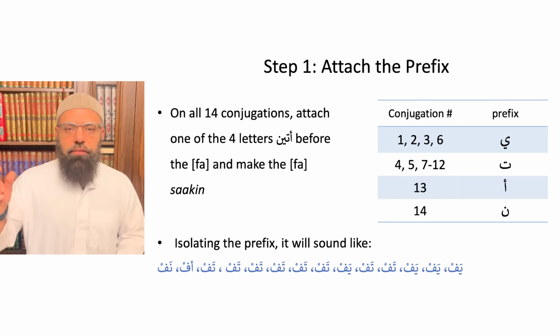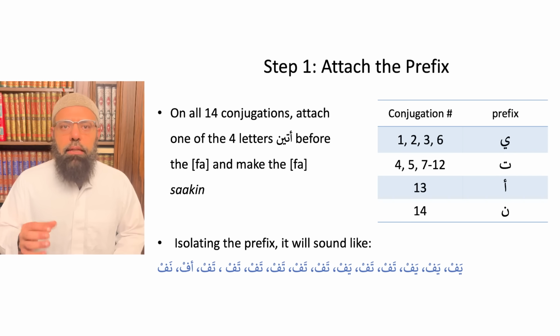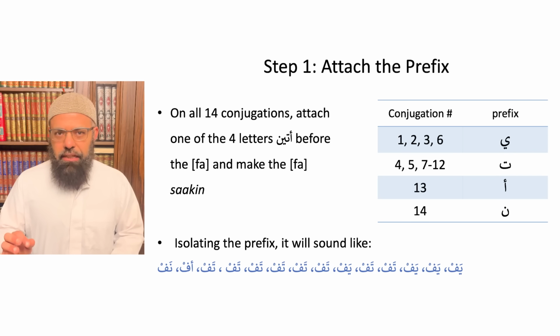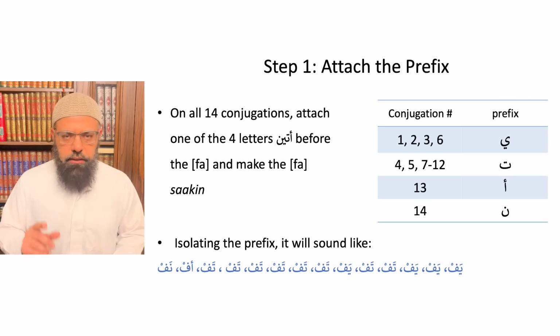So the ya comes in 4 conjugations, the top 3. So they'll start off yaf, yaf, yaf. And then the ya reappears in conjugation number 6, which is the group of females. Don't forget that when you're speaking about a group of females, that's conjugation number 6. So it also starts with a ya, so yaf.